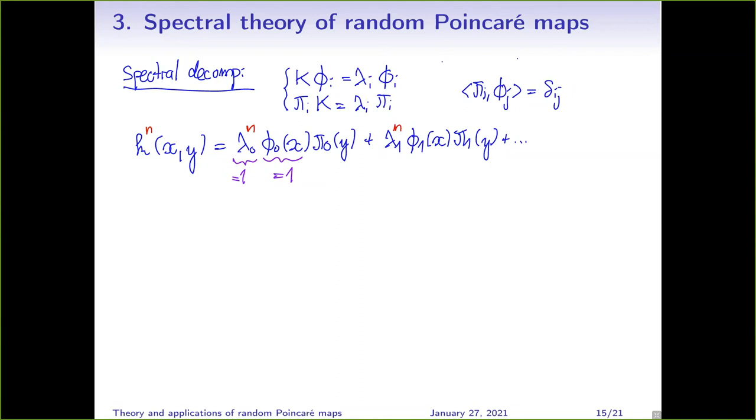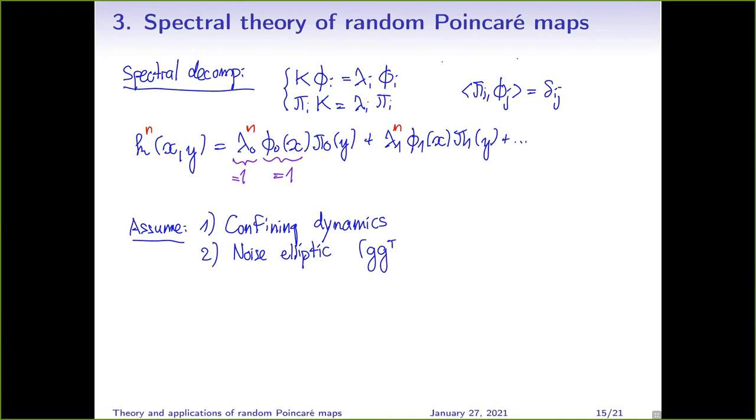So we worked on finding some information on these eigenvalues. The idea is that if capital N is the number of stable periodic orbits, only capital N eigenvalues will be close to 1 and the others will be bounded away from 1 and will be less important. So I need a few assumptions. Let me assume, and I will be a bit vague here, that I have confining dynamics, meaning that first of all, the ODE has some attracting set, and also the noise term is not too bad. Let me assume that the noise is elliptic, and that means that the noise goes in all directions, so my matrix G times its transpose, as a symmetric matrix, is positive definite.